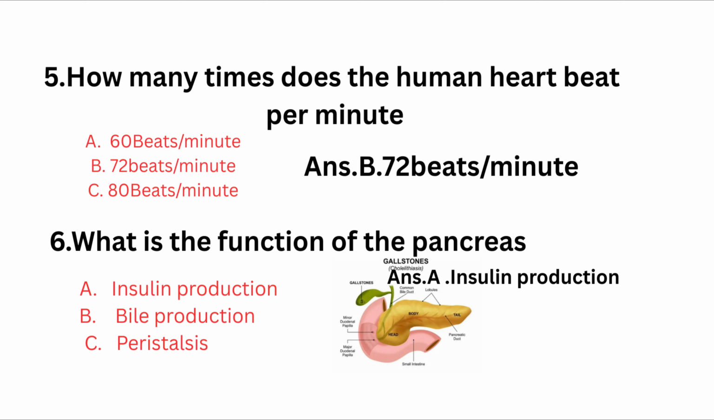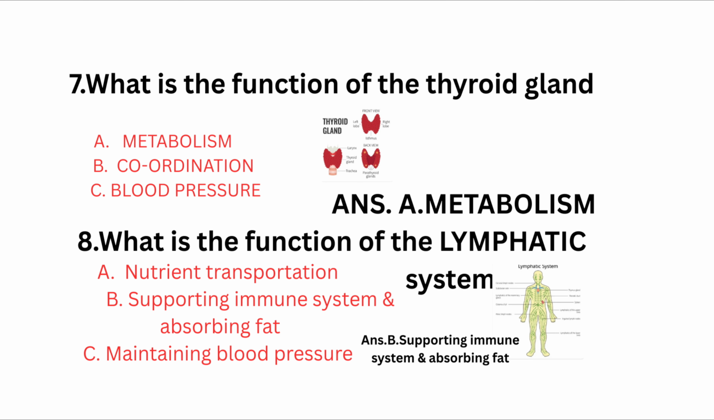Number 5. How many times does the human heart beat per minute? A, 60 beats per minute, B, 72 beats per minute, C, 80 beats per minute. Answer is B, 72 beats per minute. Number 6. What is the function of the pancreas? A, insulin production, B, bile production, C, peristalsis. Answer is insulin production.